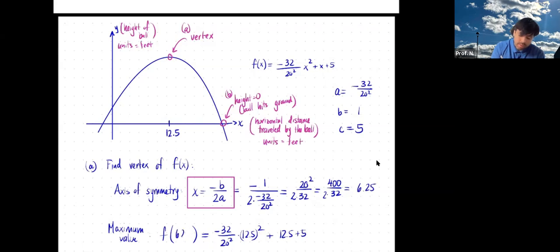And then when you put in 6.25 instead of 12.5, what do you get? You don't get 5 because it can't be 5. You start out at 5. And when you plug in 6.25 instead, what do you get? 8.125. That's right. Now we're talking. Now the height here is 8.125. So that's the coordinates of this vertex. It's 6.25 comma 8.125.